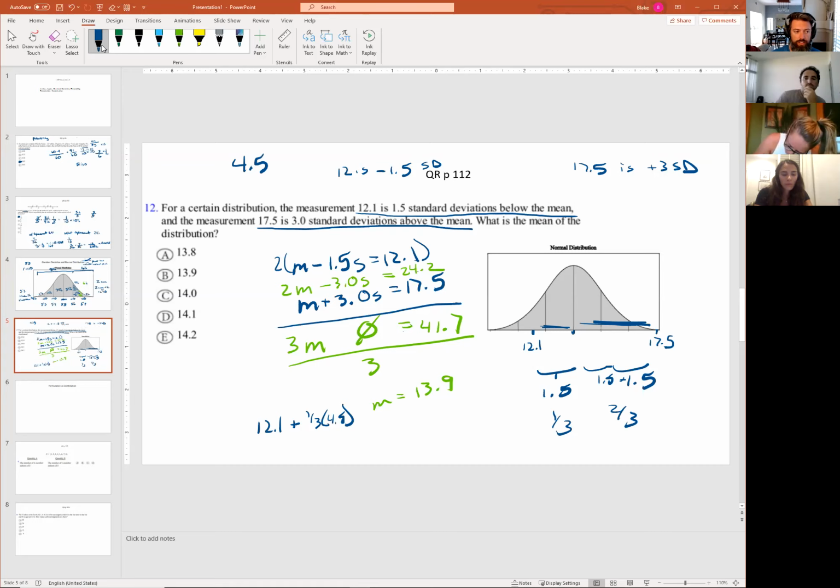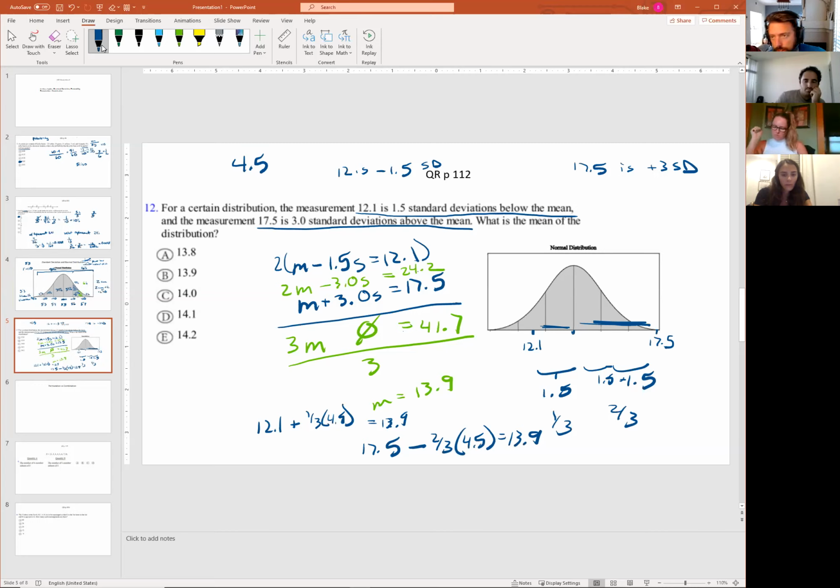And so that would get us to 13.9. Another way to think of it is let's go with 17.5 and work our way back. We're going to subtract 2/3 of the total distance, right? 2/3 of the total distance, which is 4.5. The total distance is 4.5, and that'll get us 13.9.